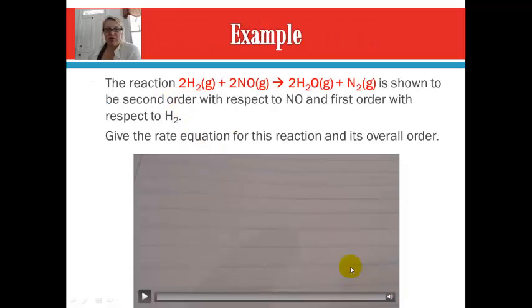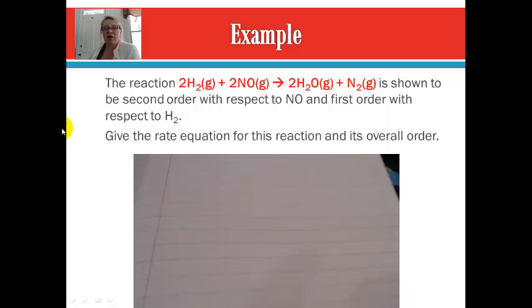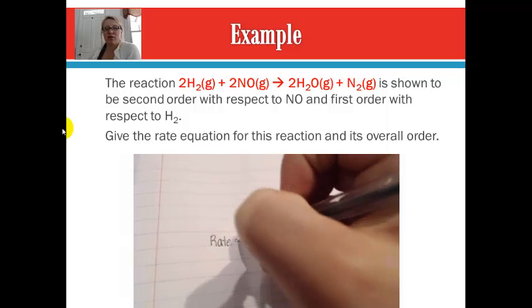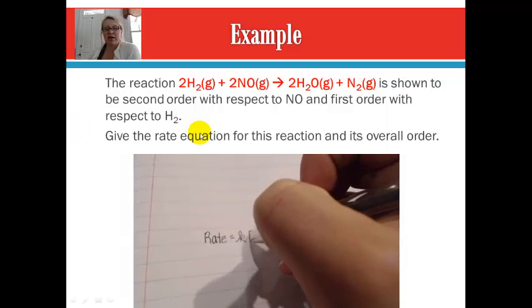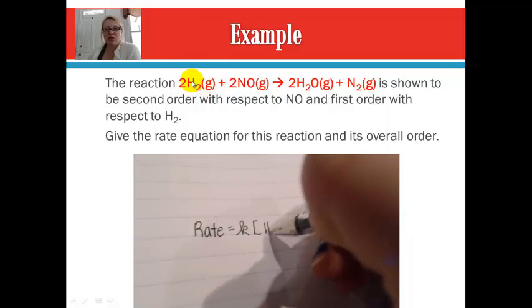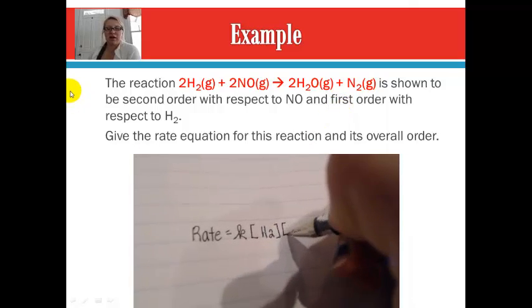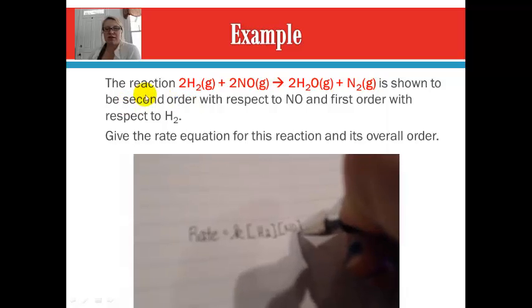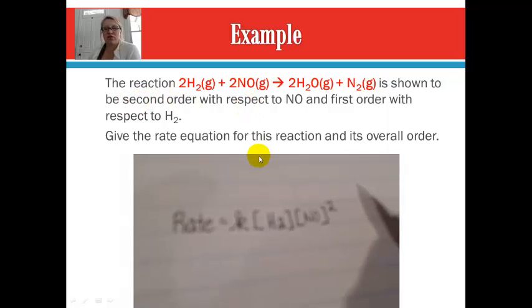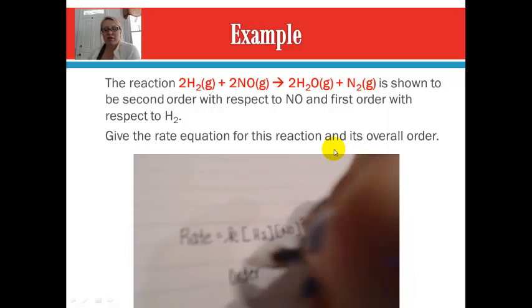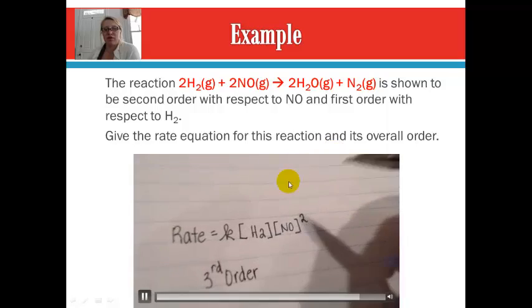So here's an example. The reaction 2 hydrogen plus 2 nitrogen monoxide goes to 2 water plus nitrogen gas is shown to be second order with respect to NO and first order with respect to H2. Give the rate equation for this reaction and its overall order. So rate is equal to the constant k times the concentration of H2, and they said it was first order with respect to H2, so there's no exponent, times the concentration of NO, which they said was second order, so we put an exponent of 2. So its overall order is 1 plus 2, which is equal to 3. So it's third order.